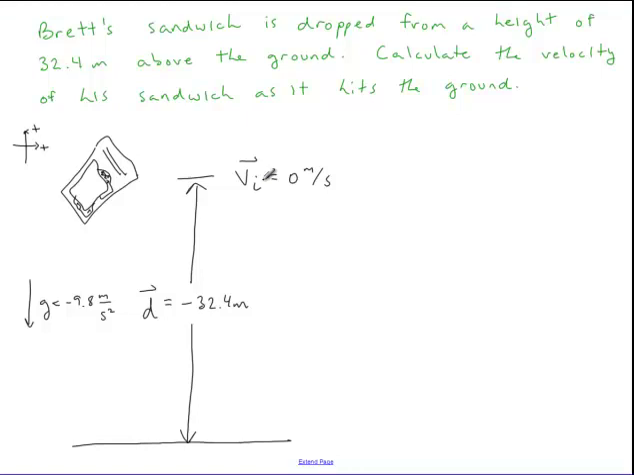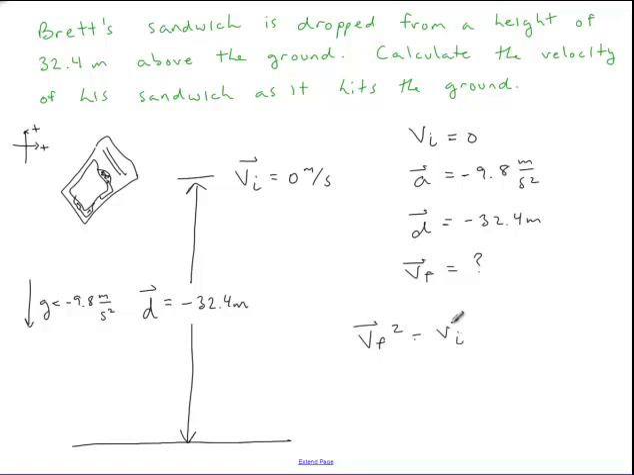Okay, it's going to speed up, and then smash on the ground. So we know Vi, it's 0. We know a, it's negative 9.8 meters per second squared. We know displacement, it's negative 32.4 meters, and we're searching for velocity final. So look at your equation sheet, look at the kinematic equations, and you'll find that the equation we want is, yet again, Vf squared equals Vi squared plus 2ad. Okay, so same one we used in the last question.